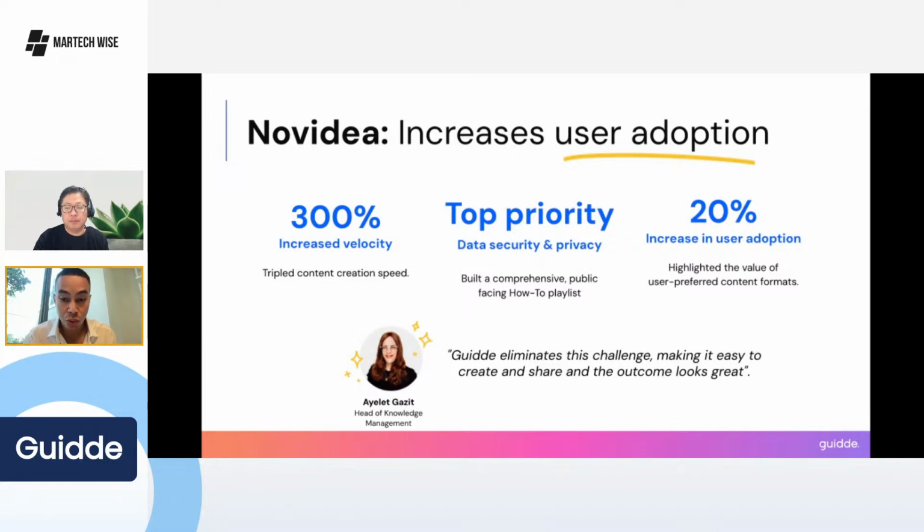So they've used us to increase their video production 300%. They had a top priority item, which was data security and privacy, specific to their platform. And they used us to create a playlist of content around what's going on in their platform, how their users should use it, and they got a massive uptick in adoption. So these are a couple of the different people that have used us and ways that they've used us to increase their customer engagement and build more content, right?